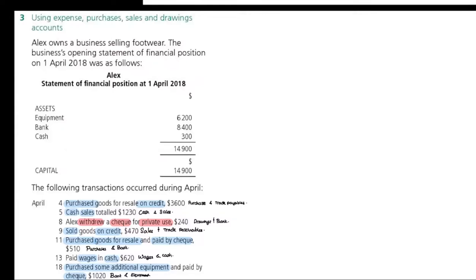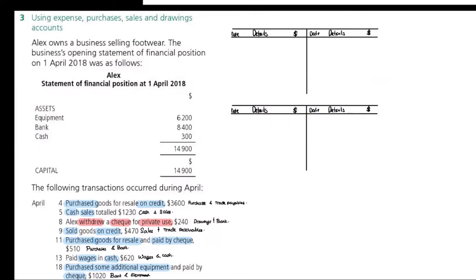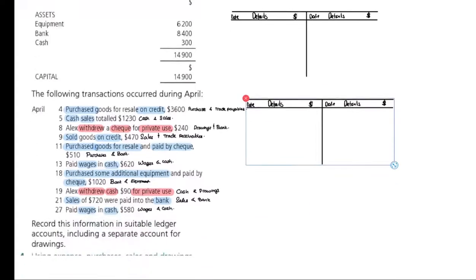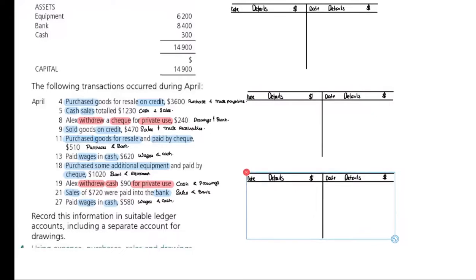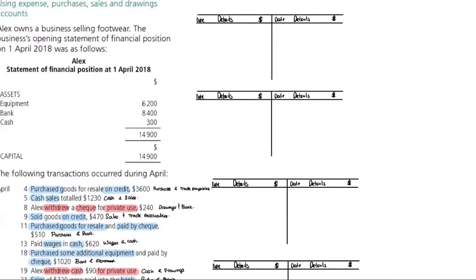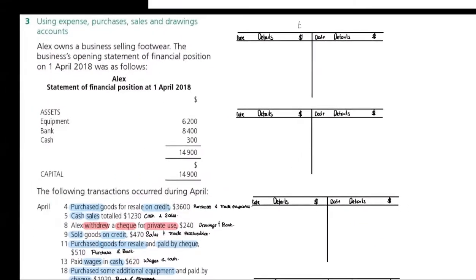So I'm just going to open my accounts here. 1, 2, 3, 4. Okay, once it is done, I'll just write the name of the accounts. First one will be equipment, 6,200. Since it's an asset, it has a balance on the debit side. April 1st, balance. Okay, this is the next account called bank account, which also has a balance on the debit side, 8,400 on the first day.